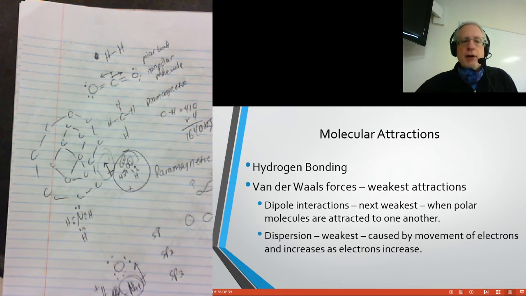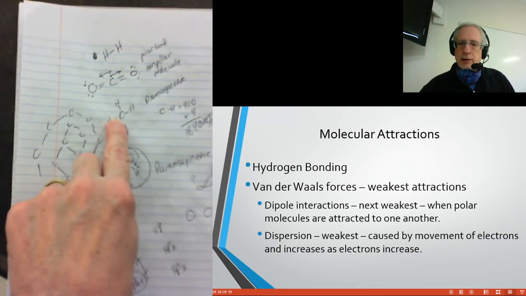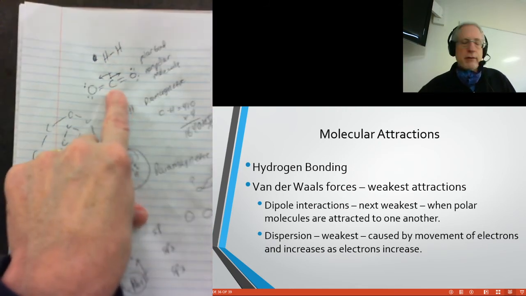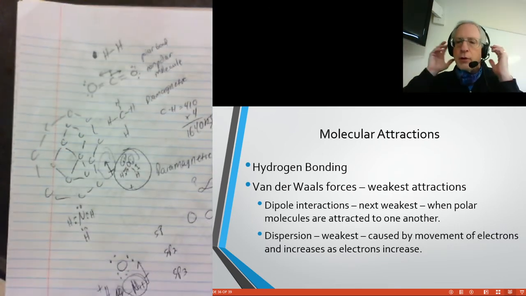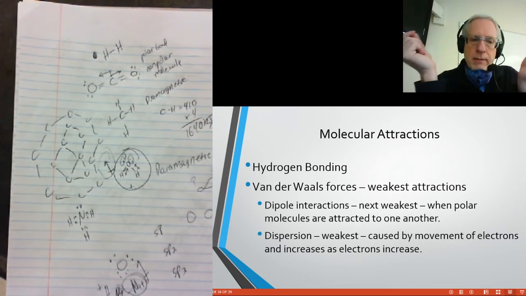And then you have van der Waals forces, which are weaker attractions, like dipole interactions. You have 2 polar compounds that come together, but that don't involve hydrogen. Same kind of reaction, just not hydrogen. And then dispersion is caused by the movement of electrons. So even something like methane that's nonpolar, or carbon dioxide, which is nonpolar, the electrons are still moving. So they do generate very weak magnetic fields that can attract each other.